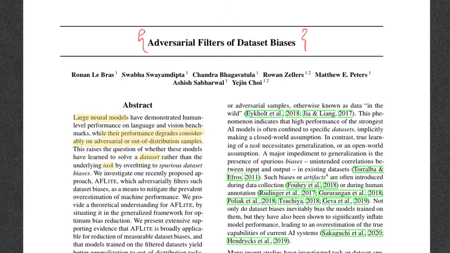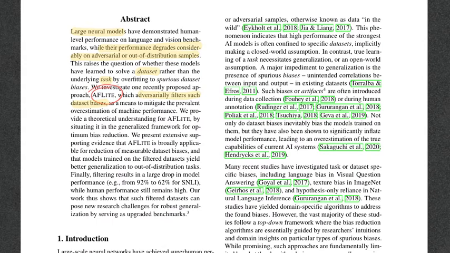This work contains theoretical and experimental analysis of AF-Light, which was a model proposed previously to adversarially filter such dataset biases. The results of this paper actually confirm that AF-Light is a great algorithmic framework for this purpose.